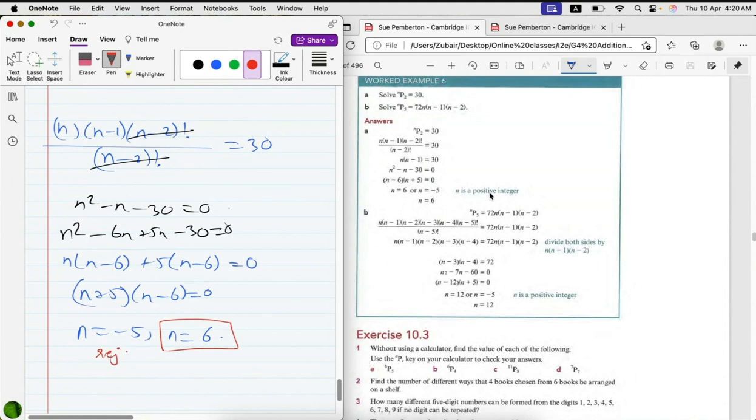Possibilities cannot be negative. B part says, okay, try B part.